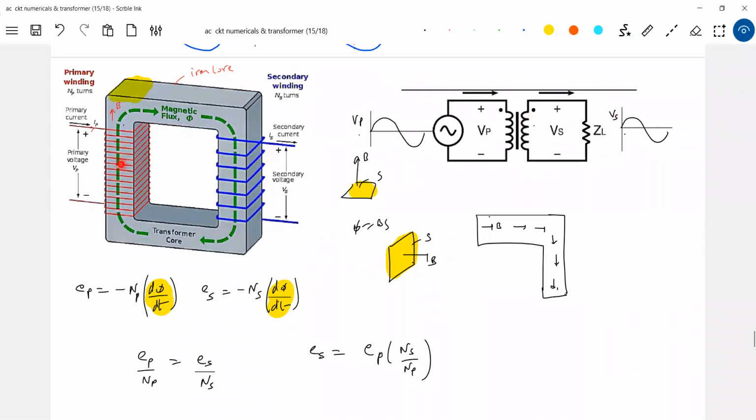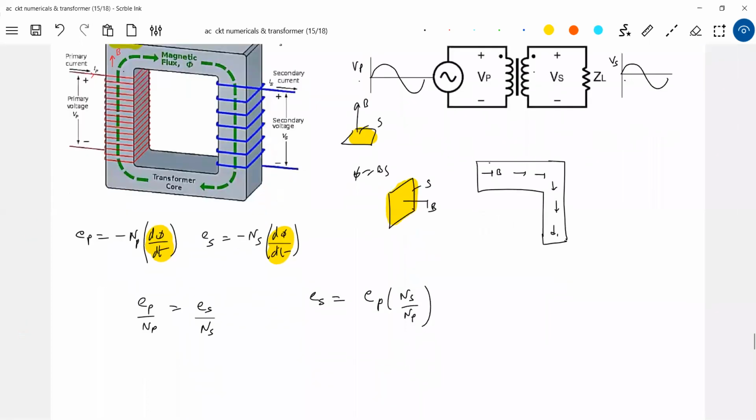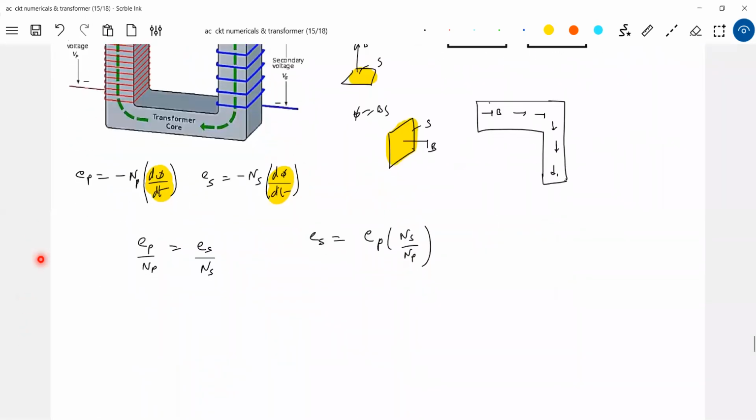And whatever flux is generated in the primary, the same flux is made to link the secondary. How? By the iron core. Therefore, the rate of change of flux linking the primary is equal to the rate of change of flux linking the secondary. So I'll get this. And now I want step up, because yes, step up is needed.